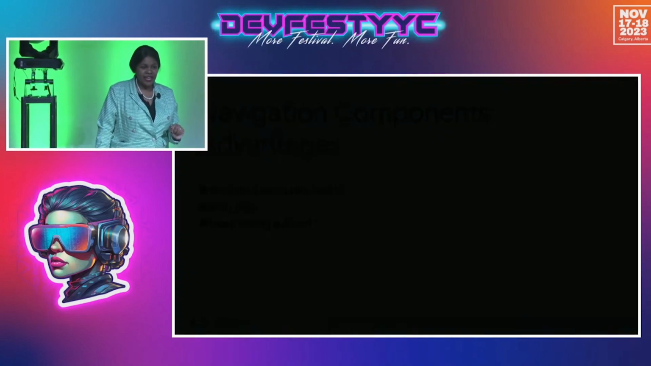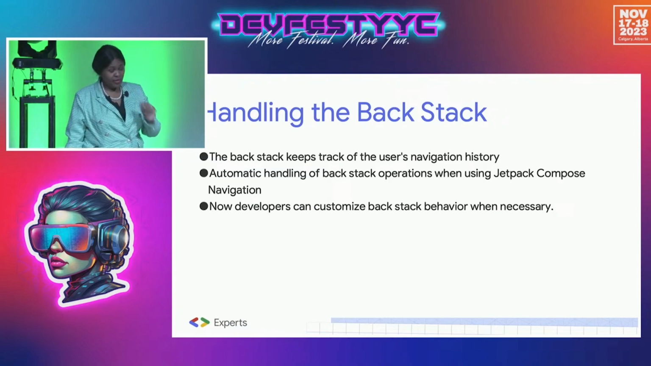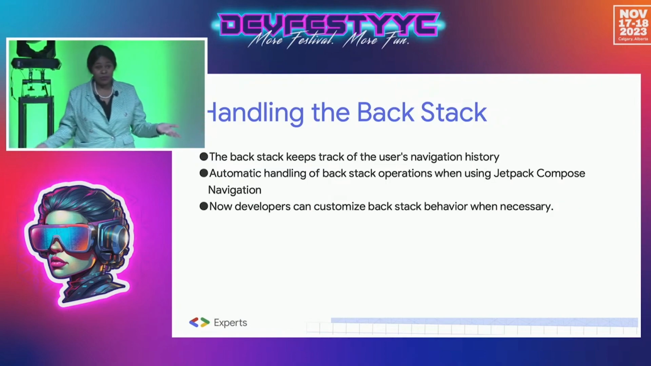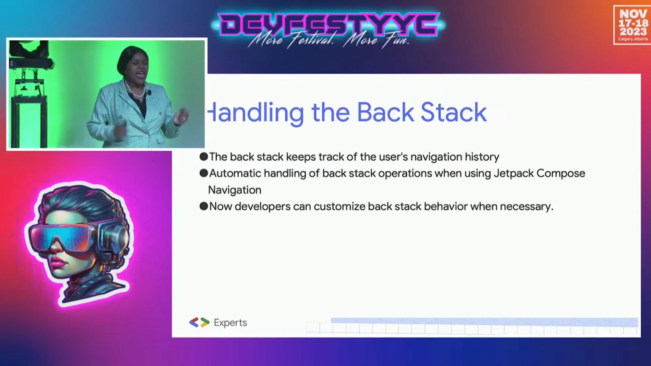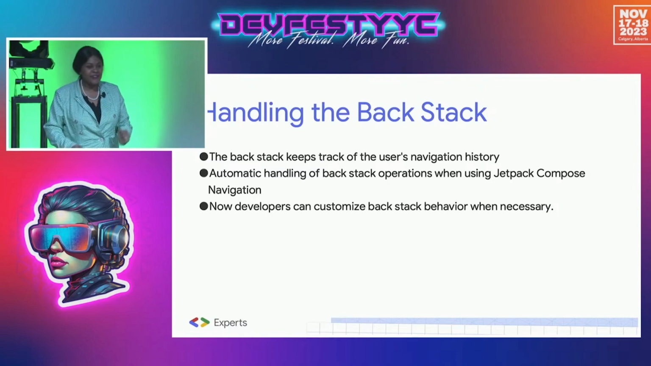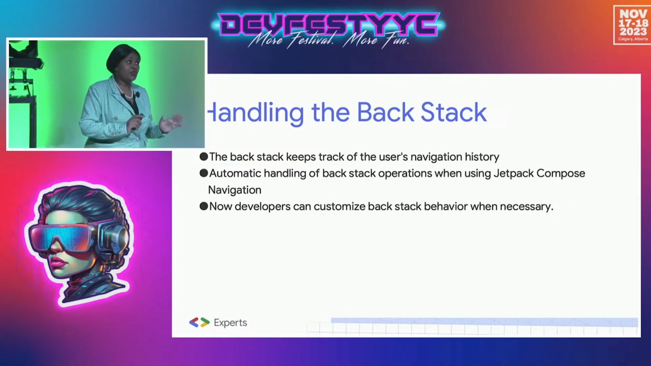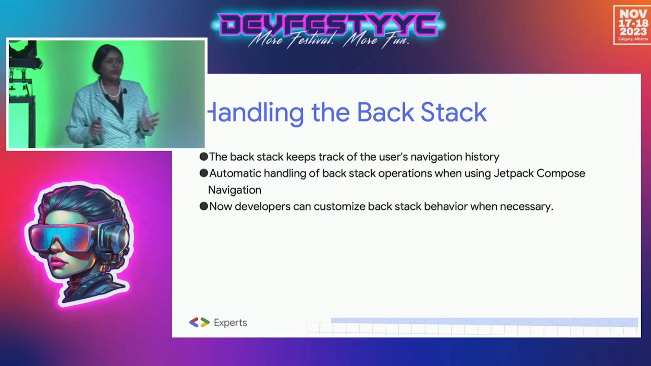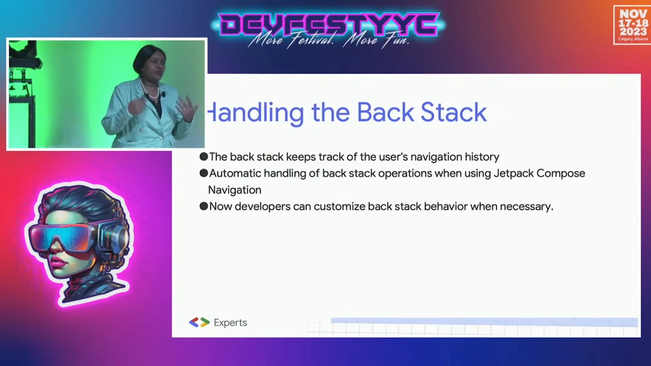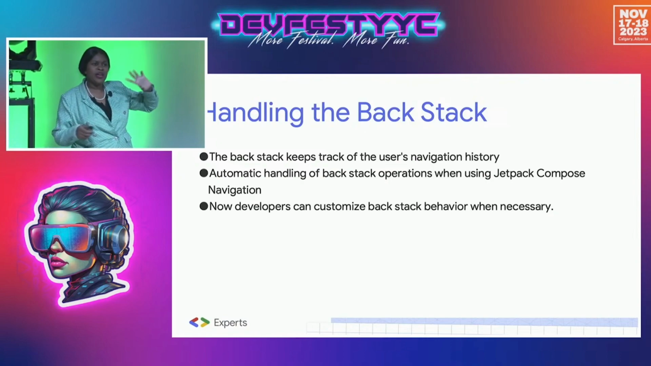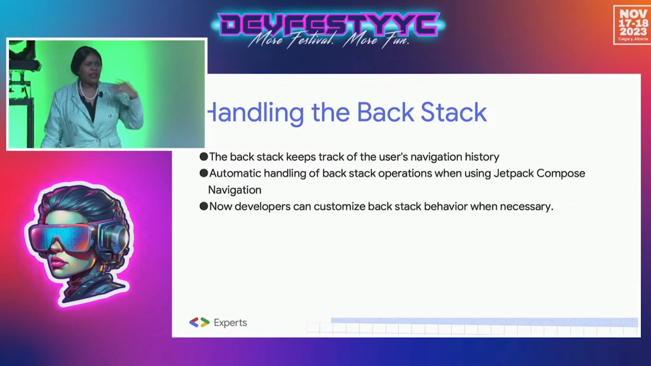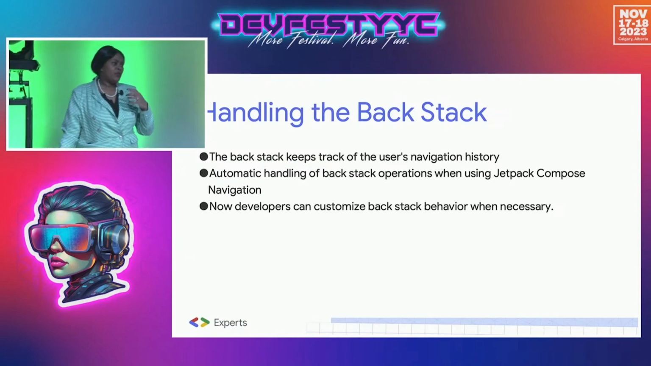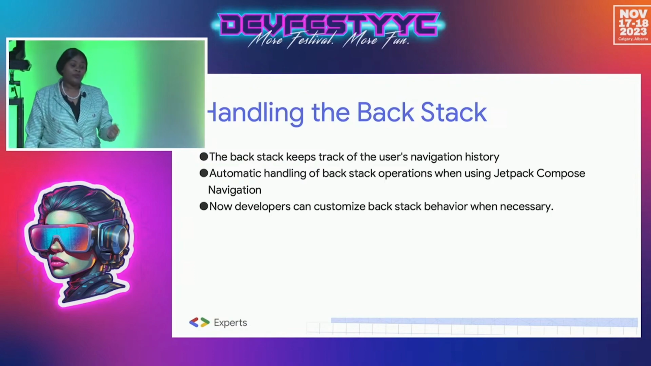And then handling the backstack, super big advantage. The backstack keeps track now. There's automatic handling of backstack operation when using Jetpack Compose navigation. And now developers can customize the backstack behavior, which is super cool. I think you could do that before, but I've attended some sessions where I've listened to people complain about how they have to build upon navigation in their own app and they have to use other libraries, which I feel like really makes your app heavier. Because you don't have to keep including other libraries. You want to be able to build navigation on your own terms. So I feel like Jetpack Compose offers this.